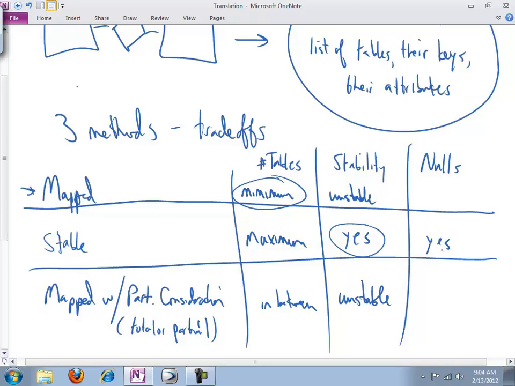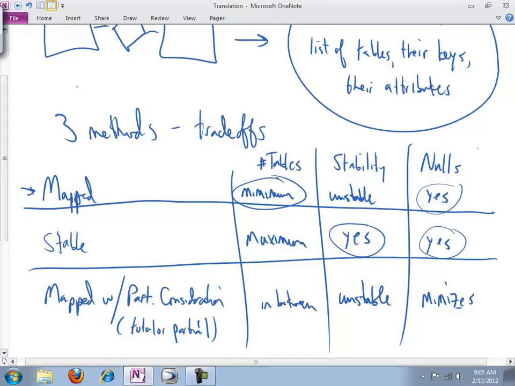And then nulls. Nulls, we will have yes for stable. We will have yes for mapped. Mapped with total partial consideration minimizes nulls. And why is this? We haven't quite got the tools to talk about this in depth, but mapped translation leads to lots of joins. Stable translation leads to even more joins. If we don't pay attention to the participation of the entities that need to be joined together, and participation is optional, the joins are going to result in many, many nulls. Now, nulls are okay if you need to have them, but they are inherently undesirable.